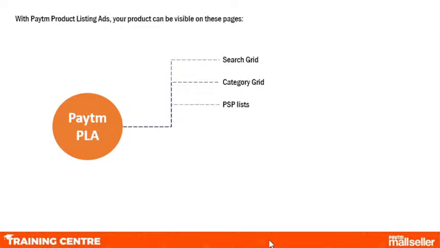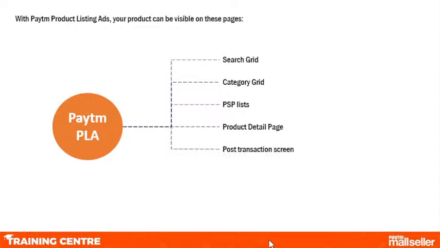Third type is the PSP list. These are customized landing pages created for promotional banners. Fourth, product detail pages. It shows the sponsored product ads placed on the detail page of a product and product description page.